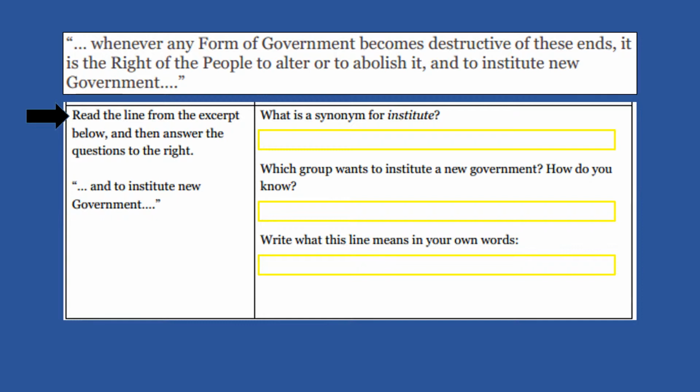Read the line from the excerpt below, then answer the question to the right. And to institute new government. What is a synonym for institute? Which group wants to institute a new government? How do you know? Finally, write what this line means in your own words.